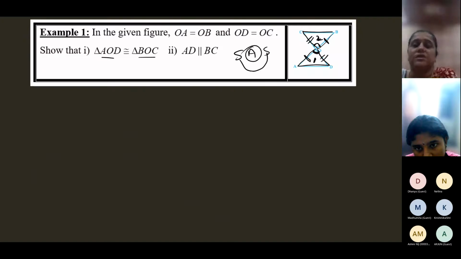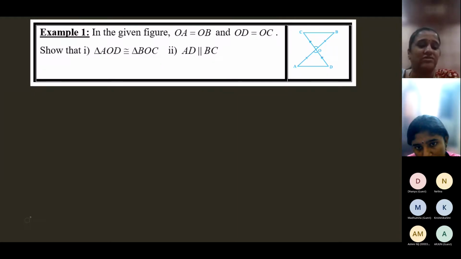When I say two pairs of equal sides here, one pair is OA equal to OB, and the other pair is OD equal to OC. And we have one pair of equal angles. So relevant to this, the congruence rule is only SAS. Now, what is this SAS? SAS is two sides and the included angle. When we say two sides, that means we are comparing two pairs.